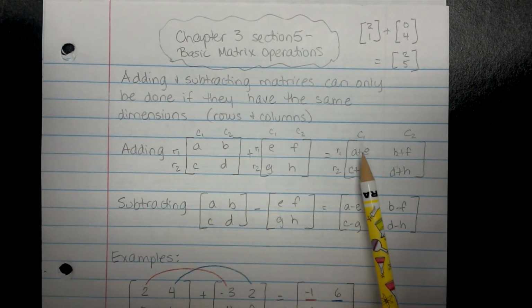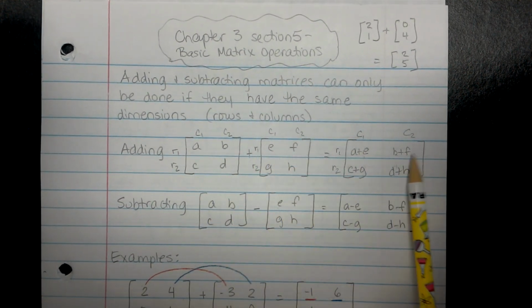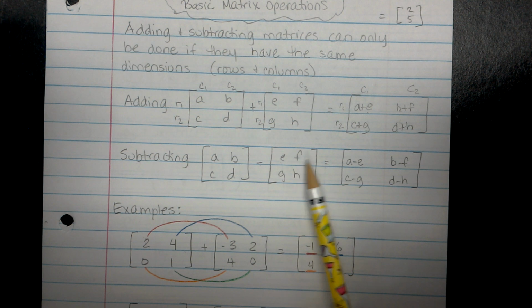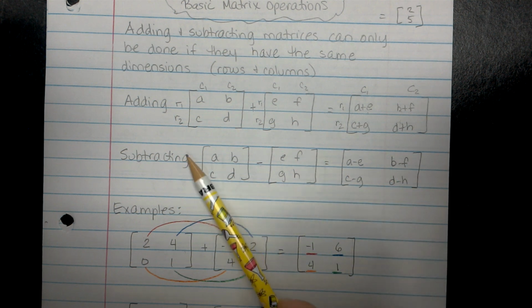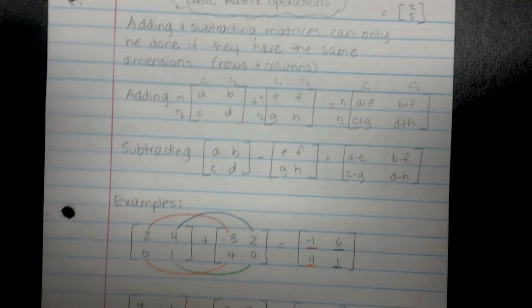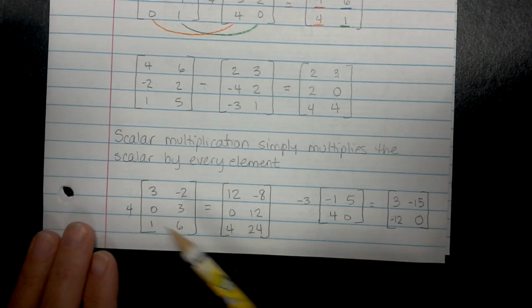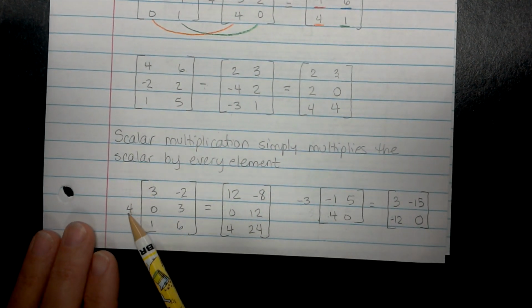So when you're adding them, remember you're going to put the result in the same position as the original elements. When you're subtracting, you're going to put the result in the same position as the original elements. In other words, rows and columns in that position. Okay, and we did a couple of examples. When you scalar multiply, again, this can be a whole number or a fraction, positive, negative, it doesn't matter. You simply multiply it by every single one of the elements and then put the result in the same position.